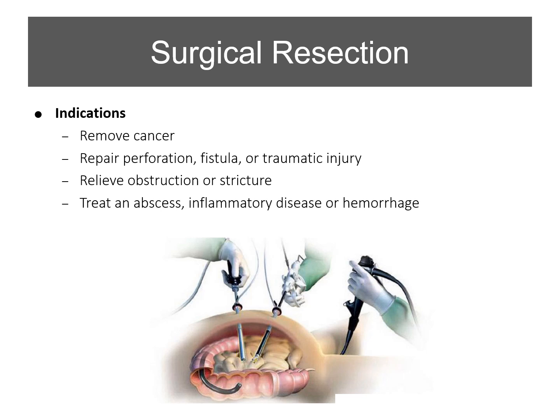If there's an obstruction or a stricture, we can resect the bowel. If there's an abscess or some other kind of inflammatory disease like colitis, or if there's some source of bleeding that we need to remove. Those are all reasons that patients may have surgical resection of the bowel.